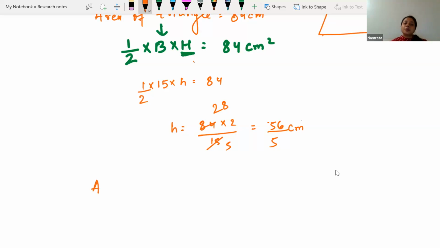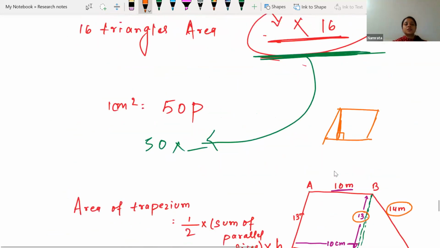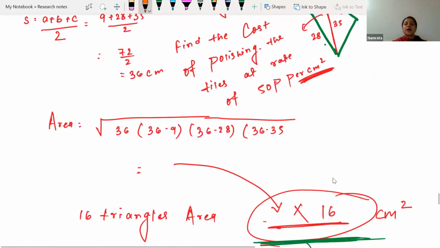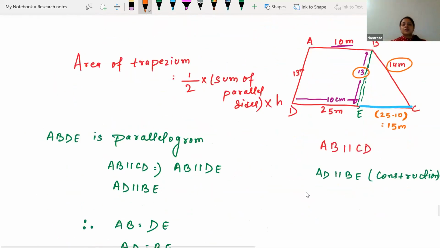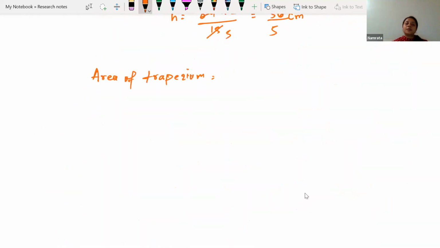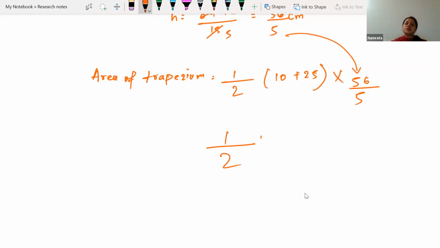Now the area of the trapezium is equal to 1 by 2 times the sum of the parallel sides. What was the parallel side? It was 10 and 25. Okay. 1 by 2, 10 plus 25, sum of parallel sides, into height, 56 by 5. 1 by 2, 10 plus 25 will be 35, times 56 by 5.